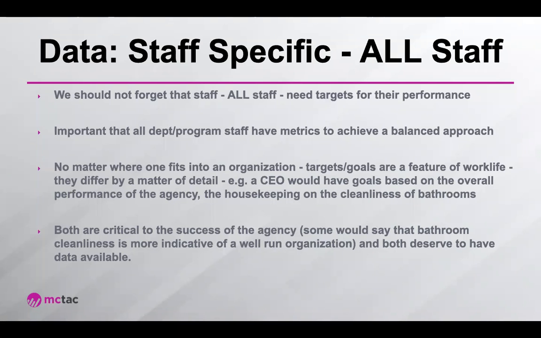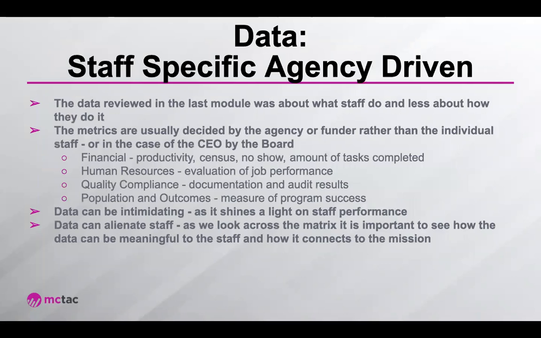When we look at staff-specific data, we also need to be very cognizant of the impact that data can have on staff. It can be very intimidating and alienating, because the data that we're looking at is often, and the last module showed a lot of this, about what people do and less about how they do it. So as we talk about data across this matrix, it's important to make sure the data is meaningful to staff, and that it connects through to the mission.